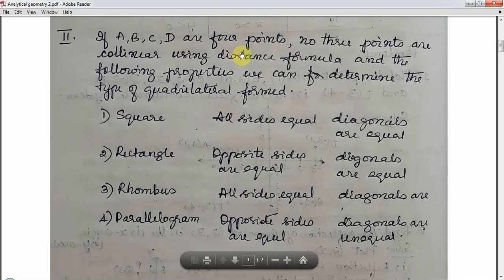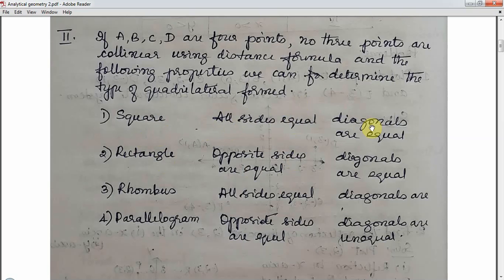If ABCD are 4 points, no 3 points are collinear, using the distance formula and the following properties, we can determine the type of quadrilateral formed. If 4 points are given to us and out of which 3 are not on the same line, then using the following observations, we can tell what type of quadrilateral is formed. Quadrilateral means it is a four-sided figure.